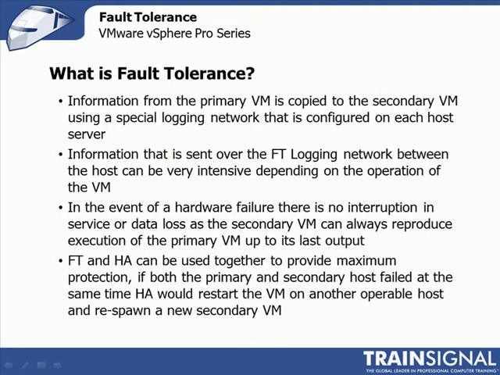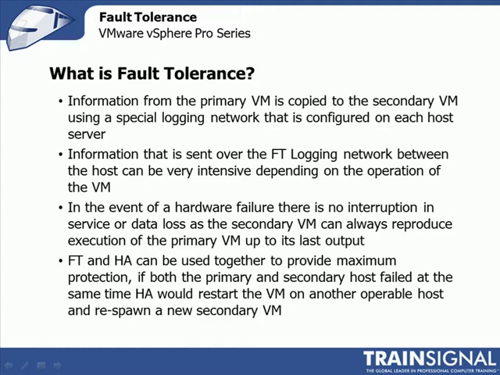The information from the primary VM is copied to the secondary VM using a special logging network that is configured on each host server. This requires a dedicated gigabit network adapter for the FT logging traffic. However, this is not a hard requirement, but it is highly recommended. You could use a shared NIC for FT logging for small environments and for testing the feature.